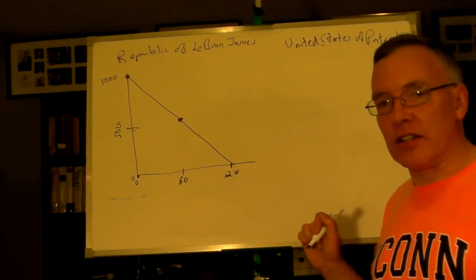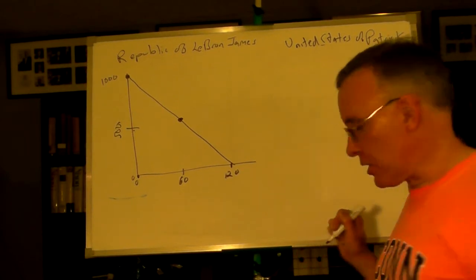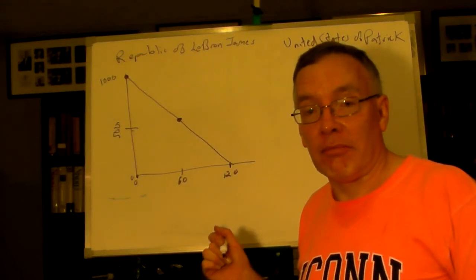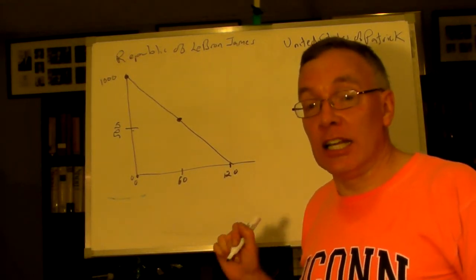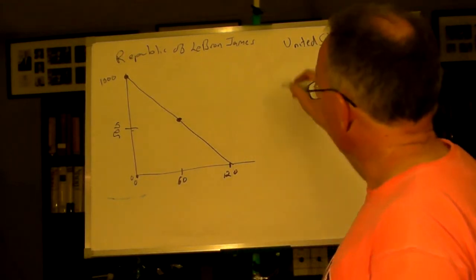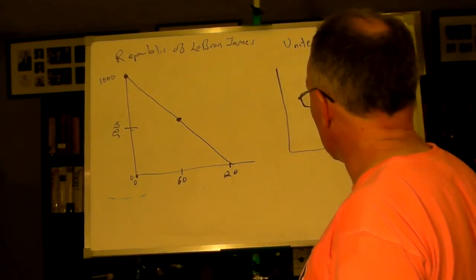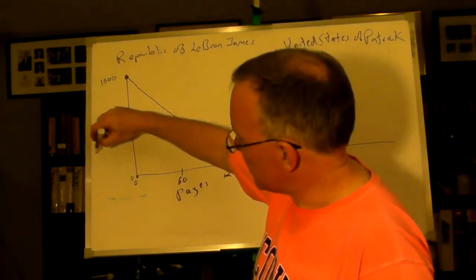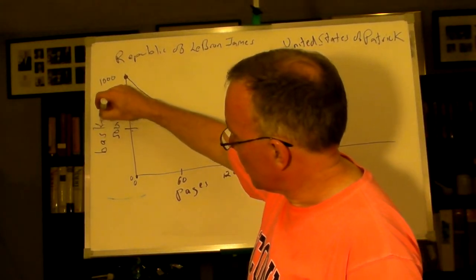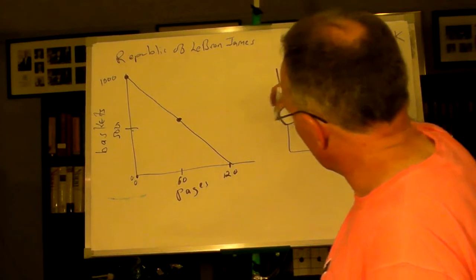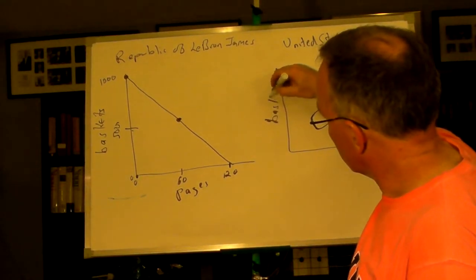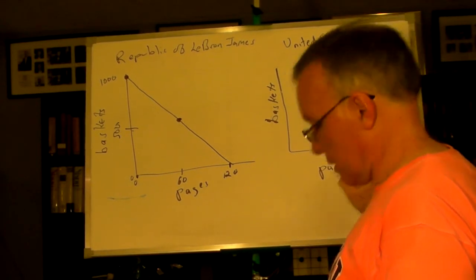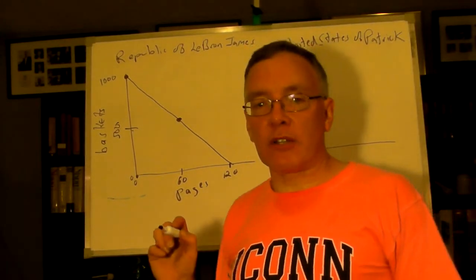So now let's think about the United States of Patrick. Smaller country, clearly not as good at basketball. But let's talk a little bit about this. This is the pages on this axis, and this is the baskets on this axis. And we'll do the same thing over here. And let's think about Patrick typing first.